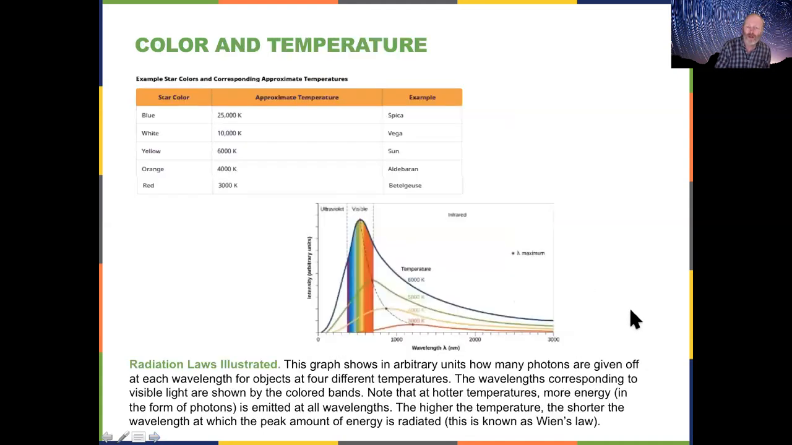So when we look at colors and temperatures, things that are hotter look blue, things that are cooler look red, because if you're in a cooler range, the majority of the energy coming off of that star is in the infrared. If you're in the bluer range, the majority of the energy coming off the star is in the blue range. So what we're seeing with our ROY G. BIV eyes is the closest part of ROY G. BIV to where most of the energy is coming from those stars.